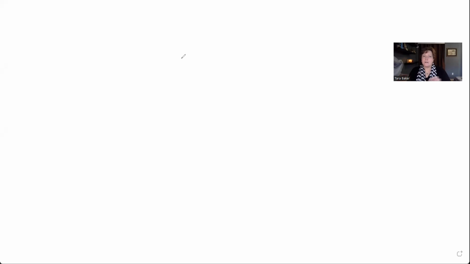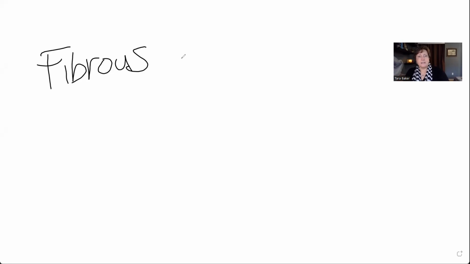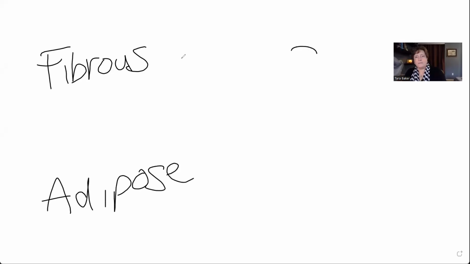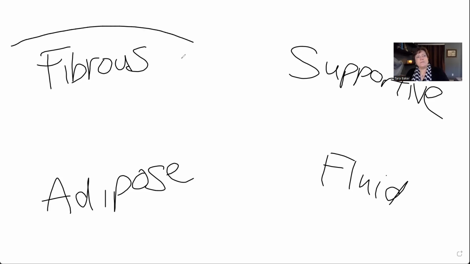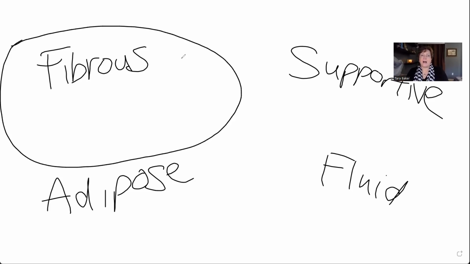There are 4 subtypes of connective tissues. So there is fibrous connective tissue. There is adipose. There is supportive. And there is fluid. So these are subtypes of connective tissues. So under fibrous, we're going to meet 5 different specific types of connective tissue.